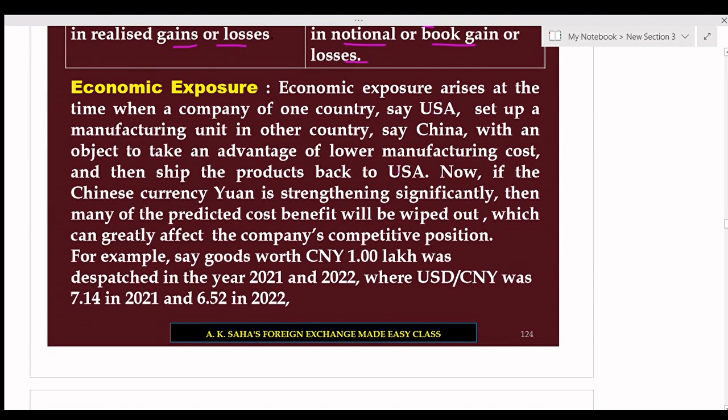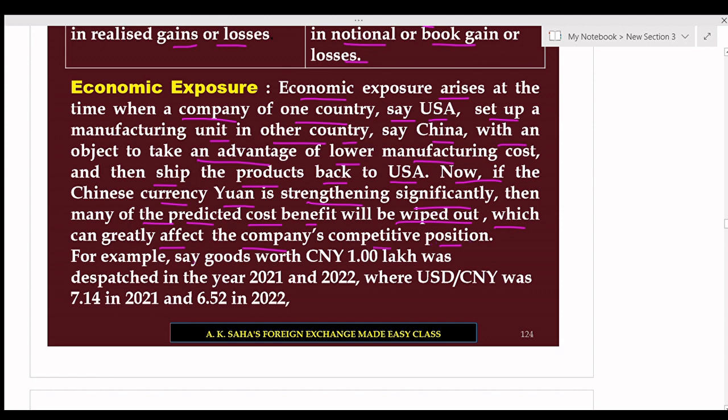Economic exposure. Economic exposure arises when a company of one country, say USA, sets up a manufacturing unit in another country, say China, with an objective to take advantage of lower manufacturing cost and then ships the products back to USA. Now, if the Chinese currency, the Chinese yuan, is strengthening significantly, then many of the predicted cost benefits will be wiped out, which can greatly affect the company's competitive position.